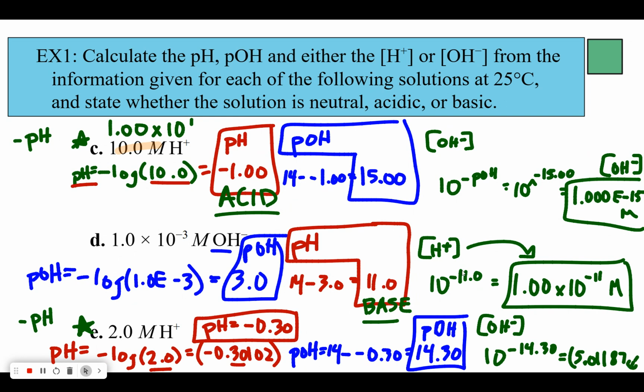This isn't my final answer. And I do want to keep 4 sig figs because that's what I ended up with after doing my subtraction and keeping the correct number of decimal places there, which means 1, 2, 3, 4. The 8 is going to round that 1 up. So my final answer here is going to be 5.012 times 10 to the negative 15th molarity.